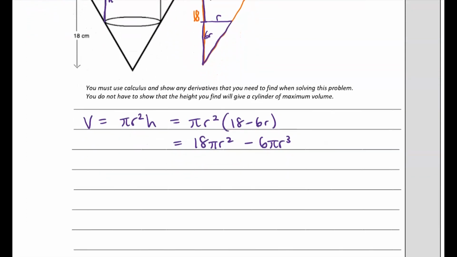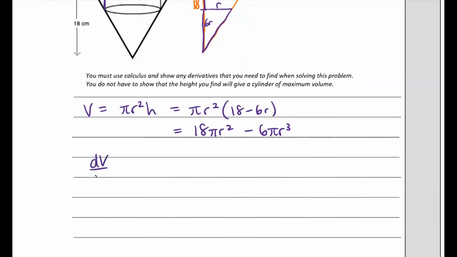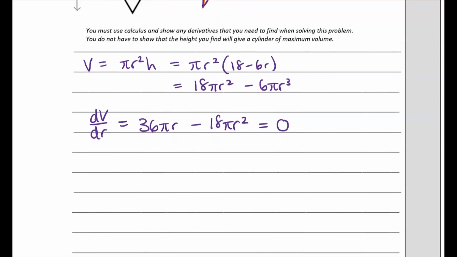Now, if we want a maximum of that, we need to differentiate, so differentiate with respect to r. We can now differentiate because we've only got r's in our formula. So we will get 36 pi r minus 18 pi r squared. And we know that maximums or minimums happen when we set the derivative equal to 0. And now we're going to try and solve that. So if I factorize out as much as we can, we can take out 18, we can take out pi, and we can take out an r. We would get 2 minus, and then we're just missing an r there.